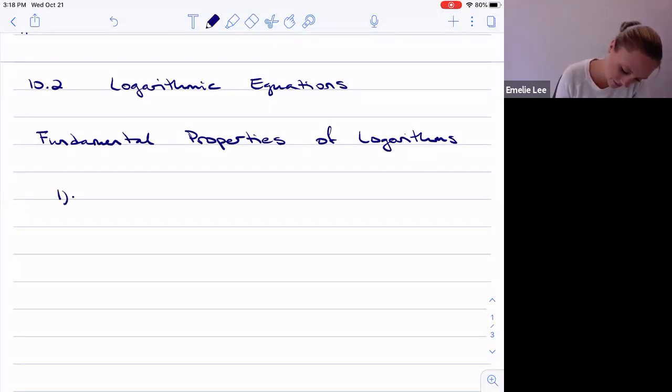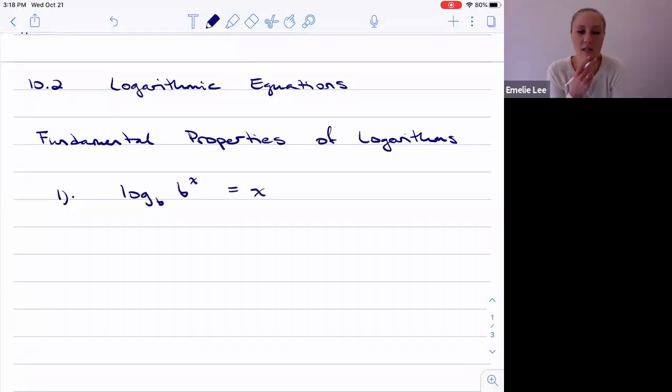The first one is that the log base b of b to the power of x is just x.